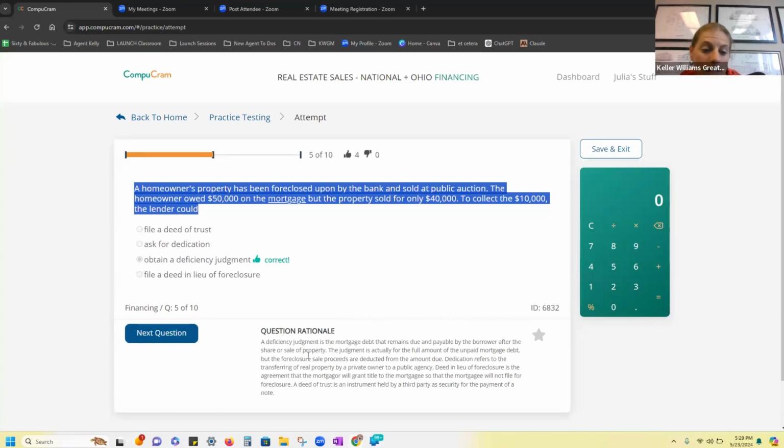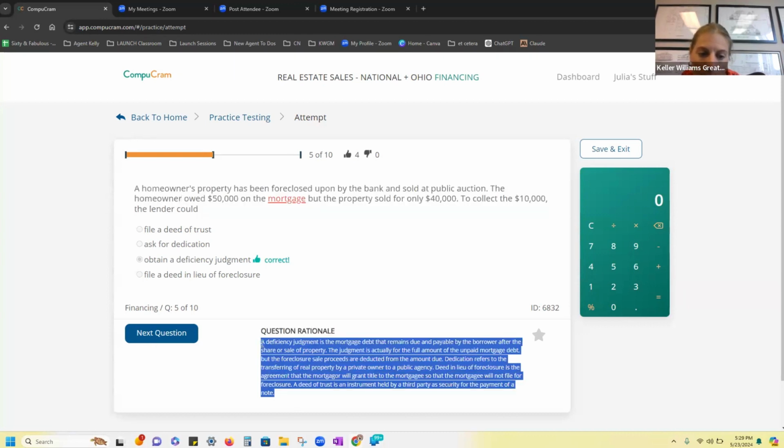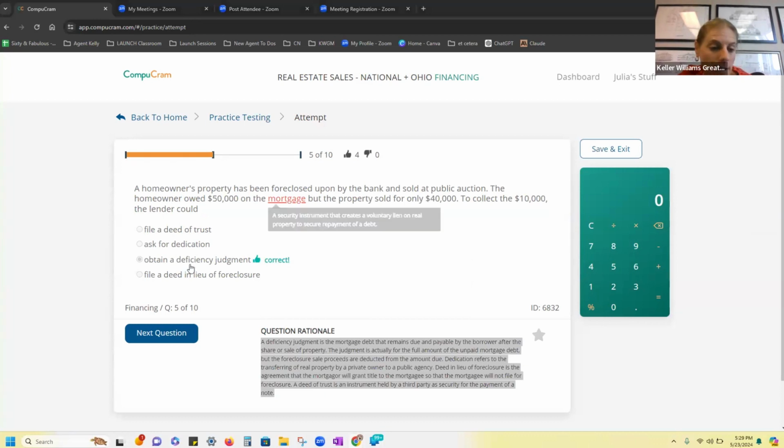C is correct. A deficiency judgment is the mortgage debt that remains due and payable by the borrower after the sale of the property. Good job. That was a tough one.